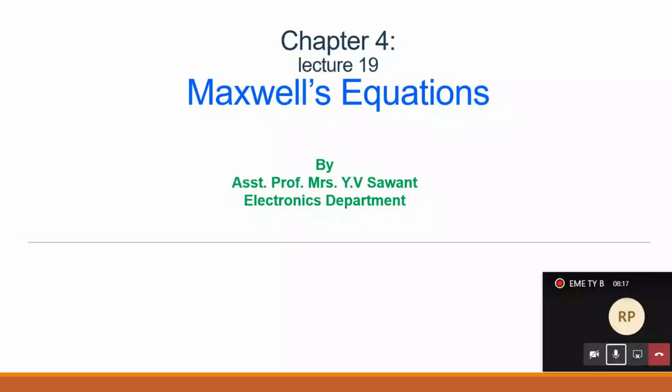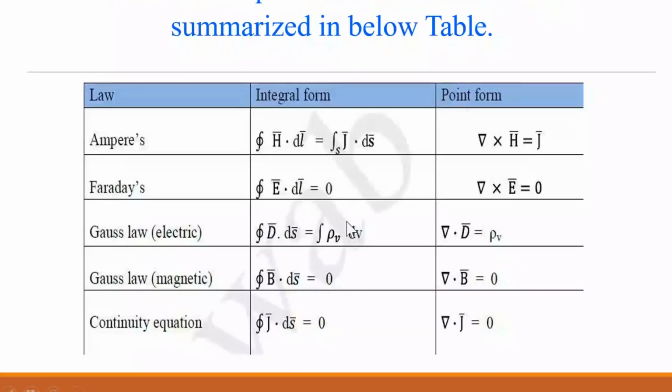In the last lecture, we have seen some basic equations derived from Ampere's law, Faraday's law, Gauss's law for electric field, Gauss's law for magnetic field, and the continuity equation, that is, the equation derived for current density. All these equations we have seen in integral form and point form. By Ampere's law, we know that closed integration of H bar dot dl bar is equal to surface integration of J dot ds bar, and in point form it is equivalent to del cross H is equal to J bar. You have to remember this equation thoroughly.